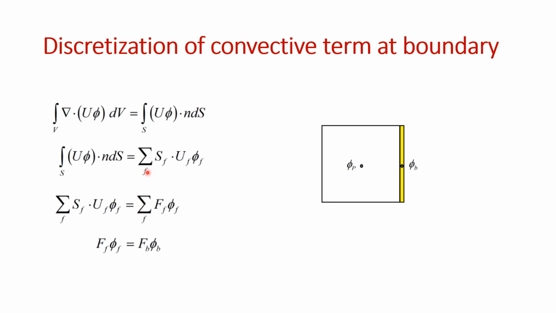So I am writing it like this: Sf dot Uf phi f. This is the summation over the entire face, all the small values. We can see this is Sf, this is Uf, this is area, and this is velocity into that area, that would actually give the flux. And so I can write it as Ff. So that means Ff phi f, the summation over the entire face. That is how the convective term discretization takes place. Now Ff phi f can be written as Fb phi b, because we are talking right now at the boundary.